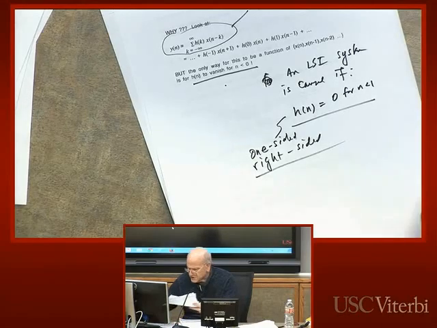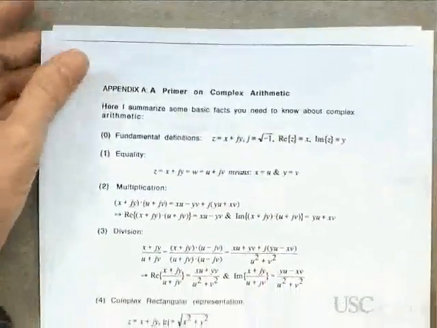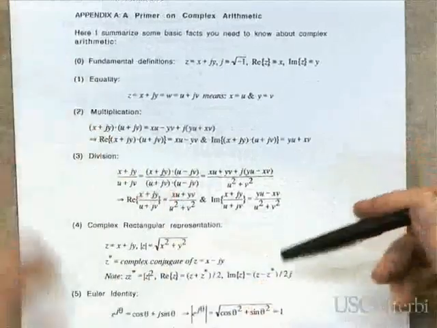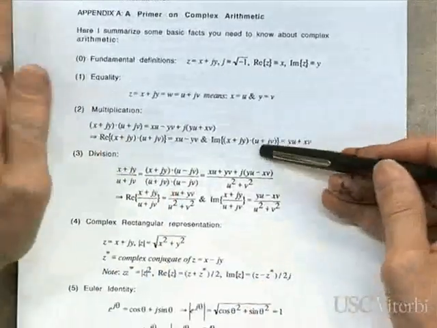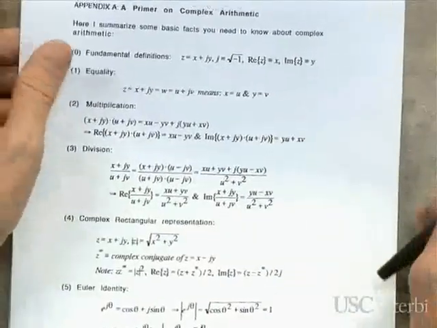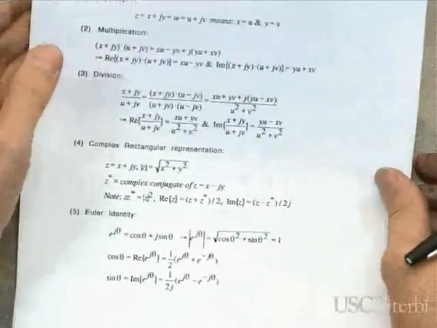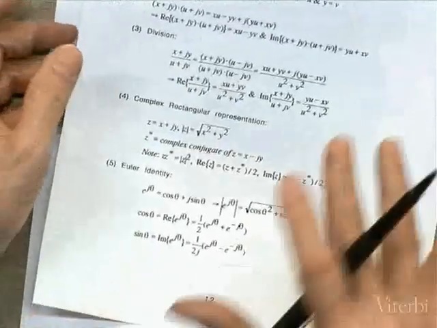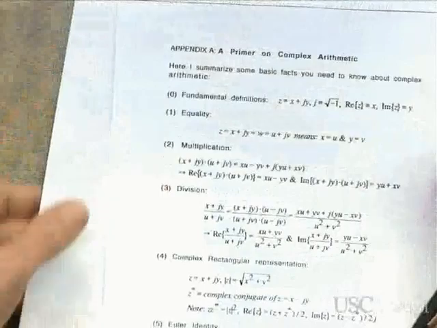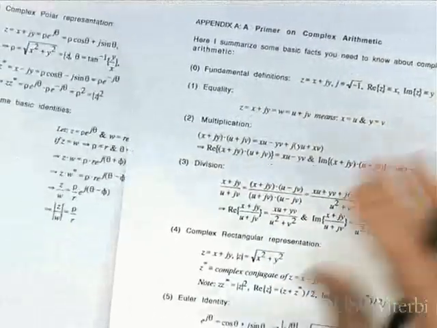So that pretty much covers these notes. Again, I encourage you to look at the appendix, what I call my primer on complex arithmetic. It's only a page and a half, but it has all the formulae that you need to do this class. Pretty much everything can be derived from these basic identities and formulas. So please review these and make sure you understand them.